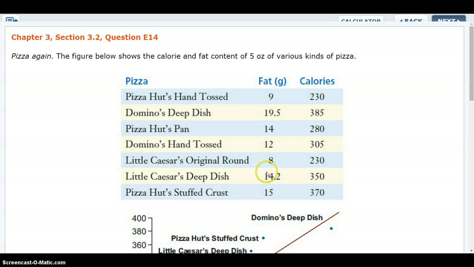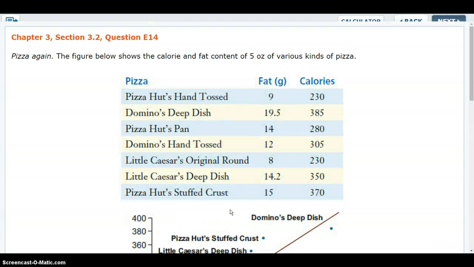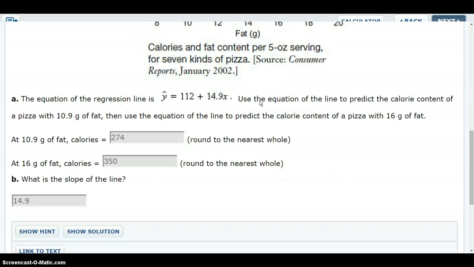We could probably find the actual data fairly easily by going to a more recent version of Consumer Reports if we were interested as a pizza connoisseur. Okay, so we have the fat counts and calorie counts for 5 ounces. It is important to look at how they're measuring the data here. So they didn't do it by slice because the slice size is different. You have different thicknesses, so we are going by weight here.